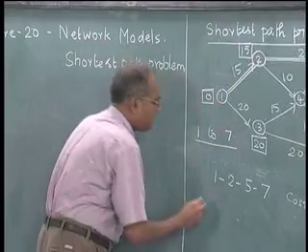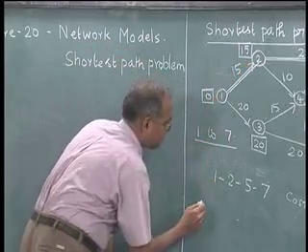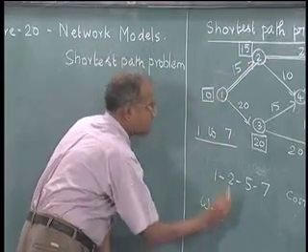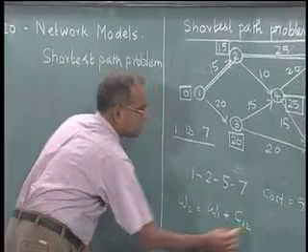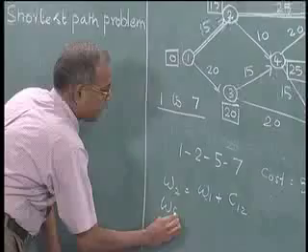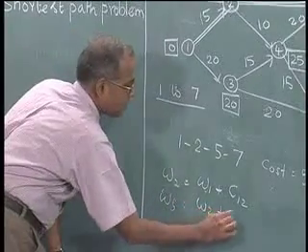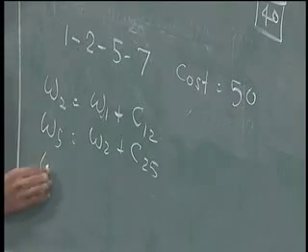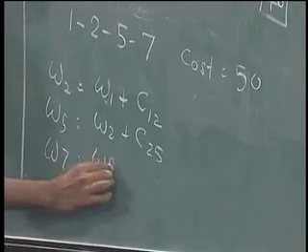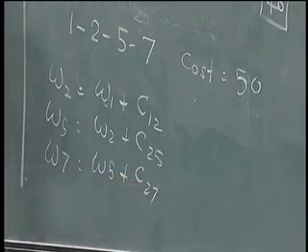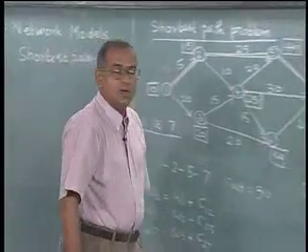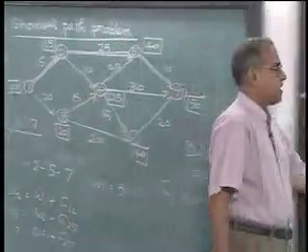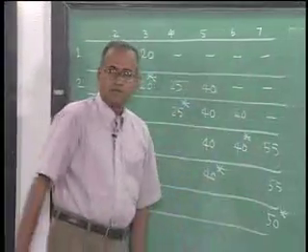For example, if we call this W2, which is the label corresponding to node 2, then W2 was W1 plus C12, W5 is W2 plus C25, and W7 is W5 plus C27. There is a path from 1 to 7, and we got this 50. Now, how can we identify this path from this table?